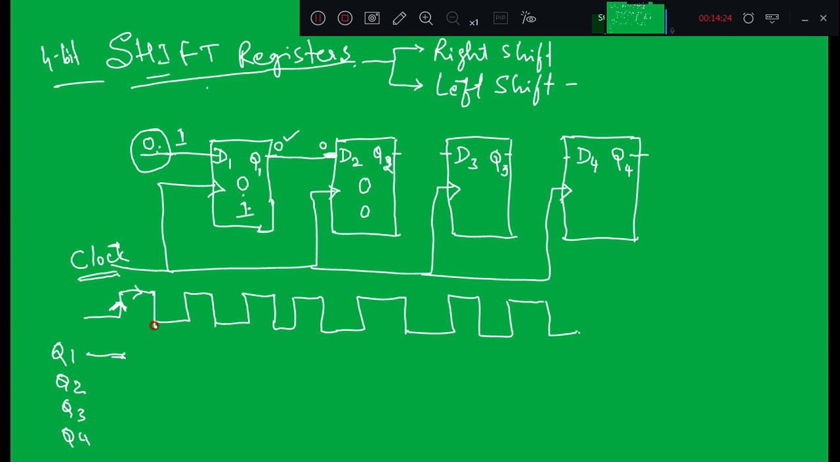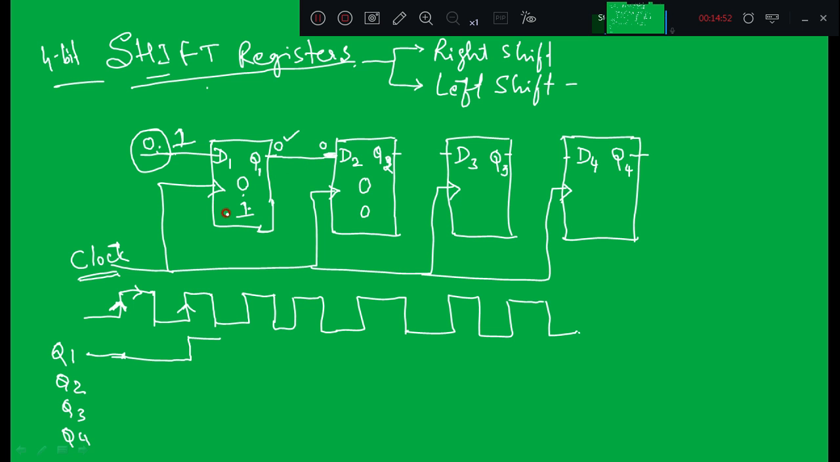In their previous states, right? So now what happens when the second rising edge of the clock arrives? Q1 is connected to D2. Let us say D1 is equal to 1. What happens to Q1? Q1 will become 1 during the next second clock pulse, okay? And the output of Q1 is connected to D2.